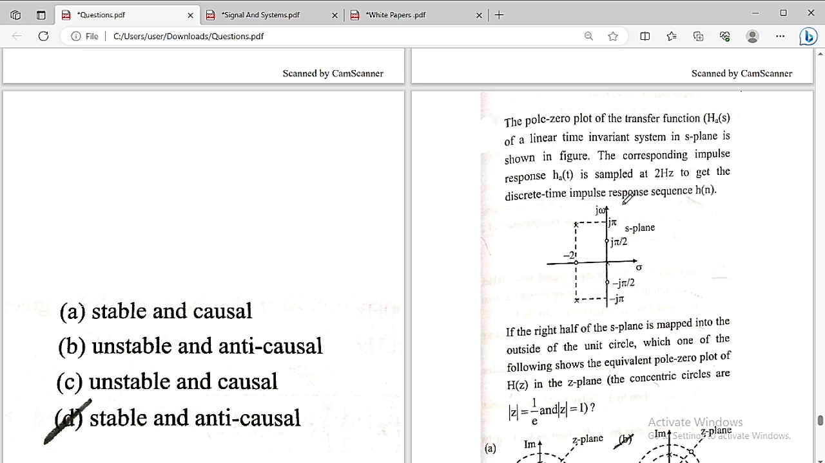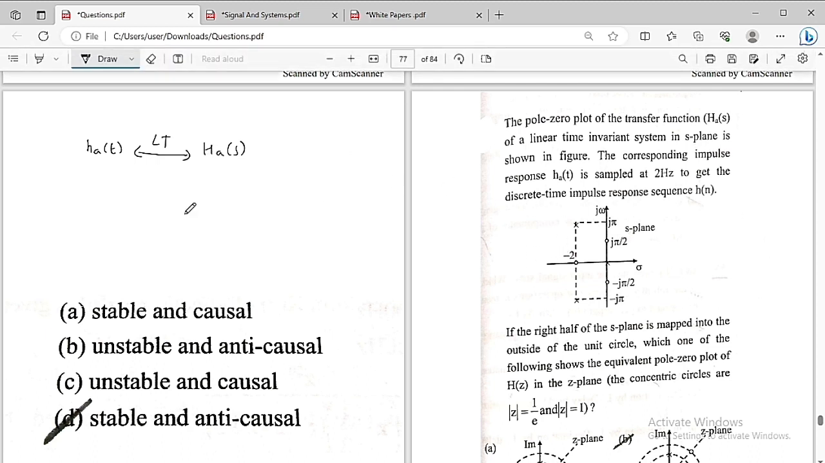The corresponding impulse response HA of T is sampled at 2 Hz. So basically, for H of S, if we do the inverse Laplace transform, then we are going to get H of t. Now we are going to sample this signal at 2 Hz. Sampling means we are going to convert the analog signal to the discrete time signal. If you see clearly, H of t is there. For this, I did the Laplace transform, then I got H of s in the s domain. So this is the pole zero plot of H of s.